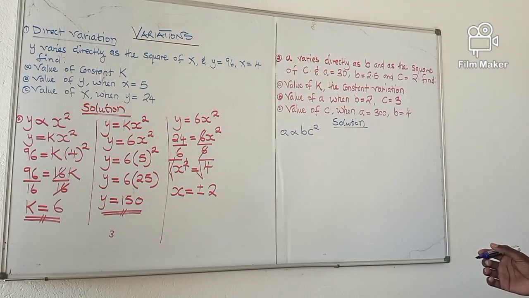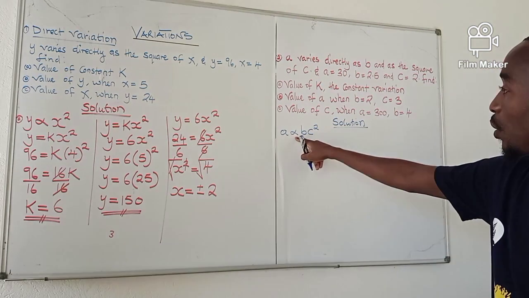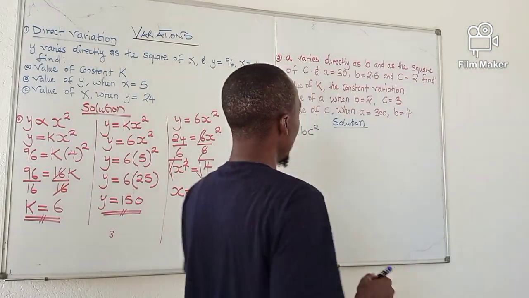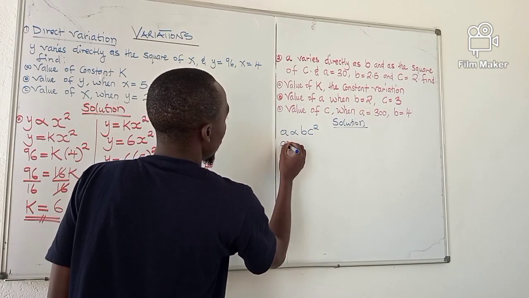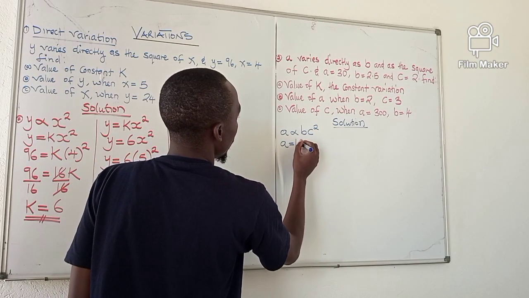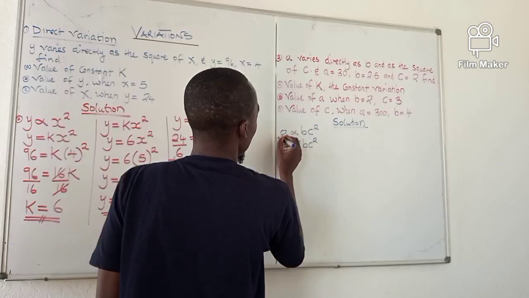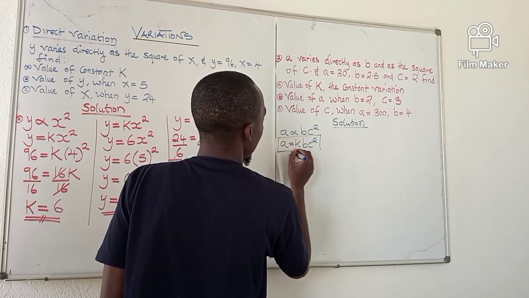Okay. So from there, what do we do? We are going to introduce the equal sign here, which equals K. So this will be A equal to K B C squared. So this is what we are going to use.